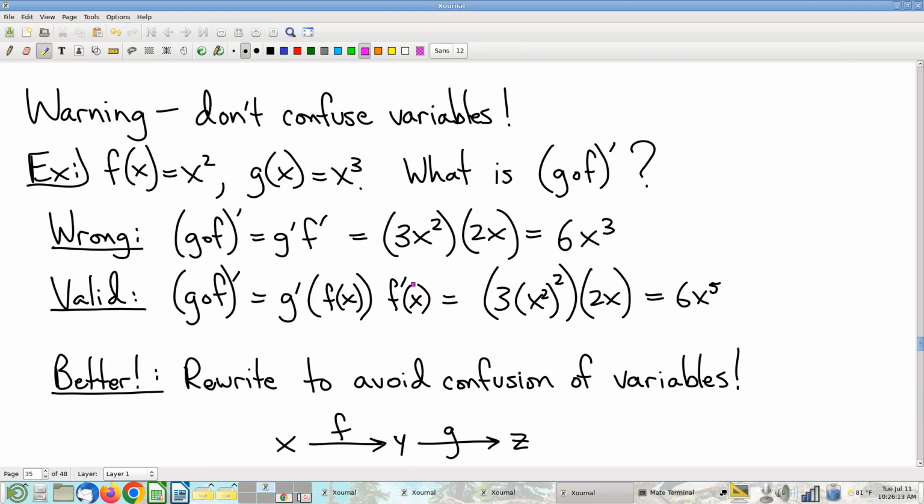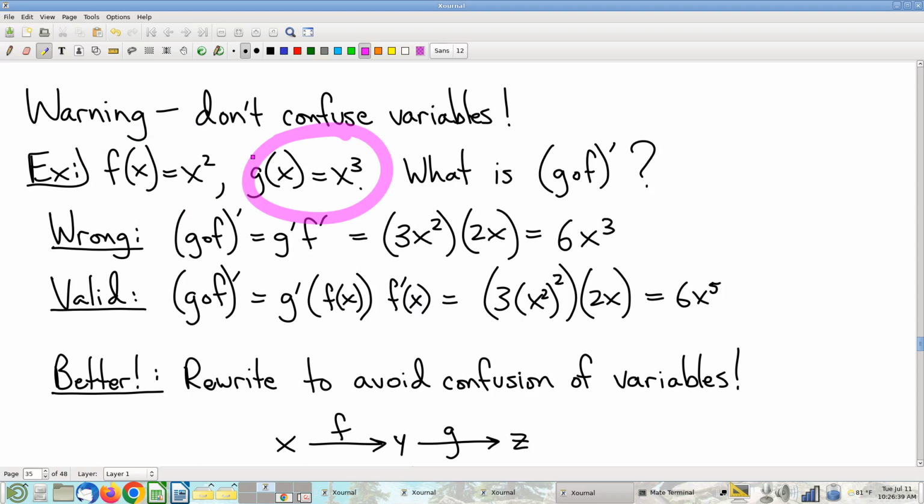Confusion of variables. It is a nasty little landmine problem. So I'm going to start off with an obviously wrong calculation, and then I'm going to fix it. Anyway, here we go. Here's an obviously wrong calculation. There's a perfectly good function, not a thing wrong with it. Here is a perfectly good function, not a thing wrong with it.